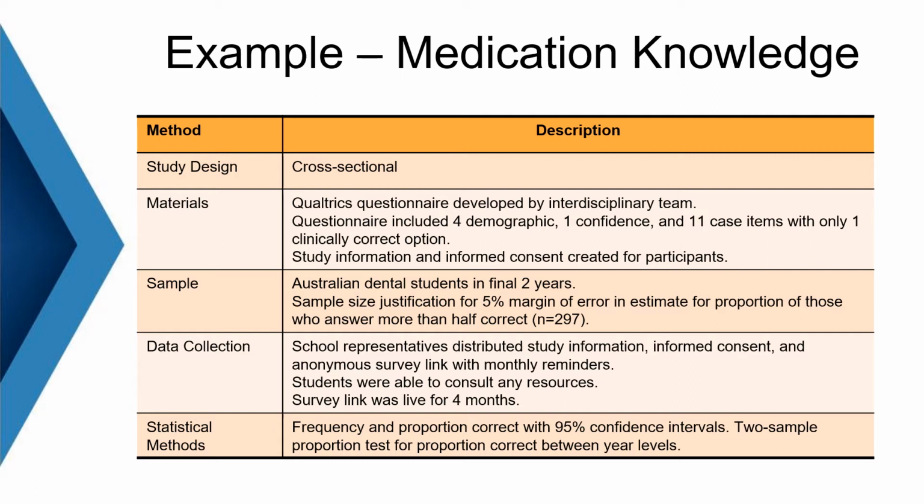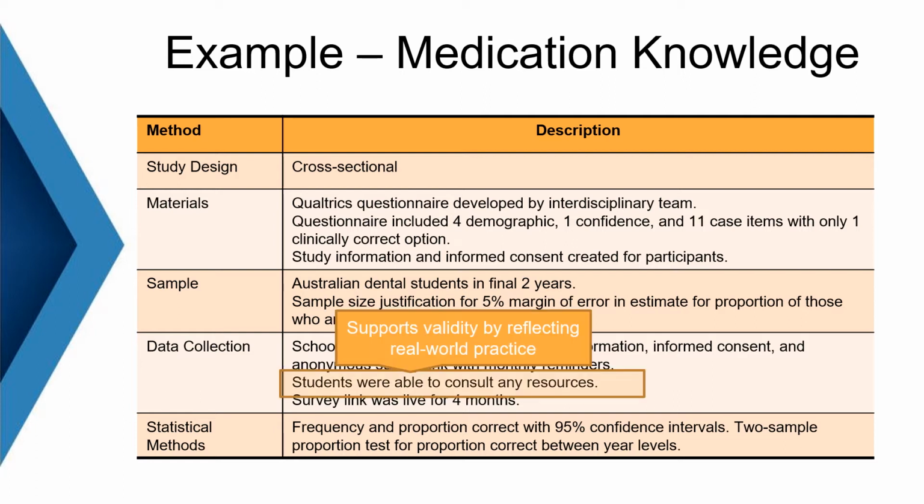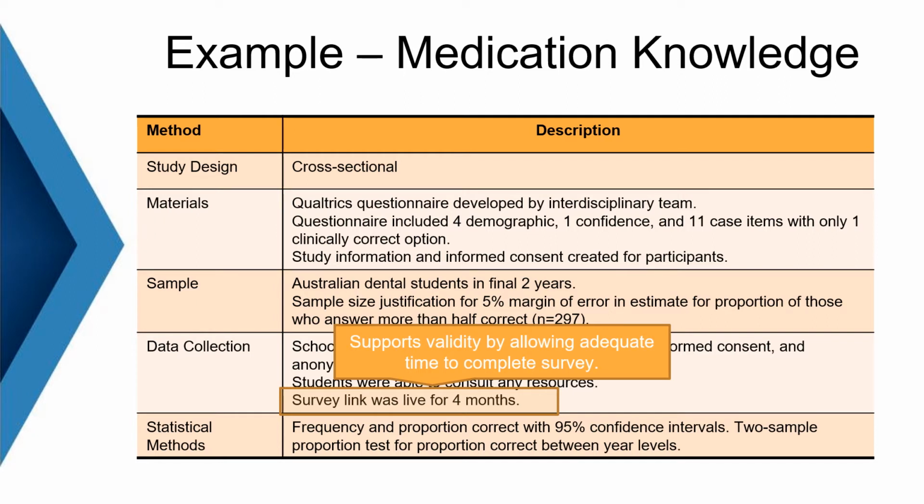For the data collection, one person from each Australian dental school was contacted to distribute the study information, informed consent, and anonymous online link through Qualtrics. Additionally, student representatives were contacted to disseminate through social media. Reminder follow-up emails were sent monthly to encourage participation. It was at the student's discretion to consult any resources prior to answering the posed questions. The questionnaire was available over a 4-month period. By allowing the students to consult any resources prior to answering the posed questions, this supports validity by reflecting real-world practice. By allowing the link to be active for 4 months, this supports validity by allowing adequate time to complete the survey.